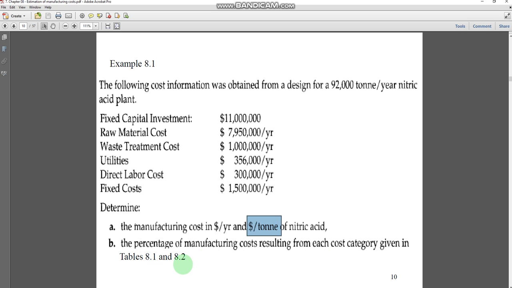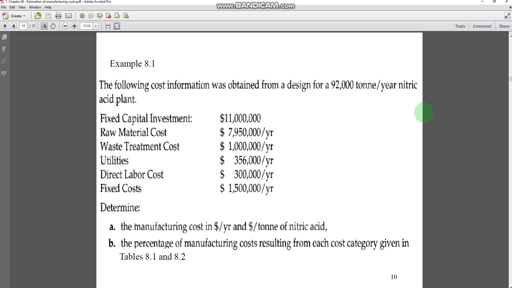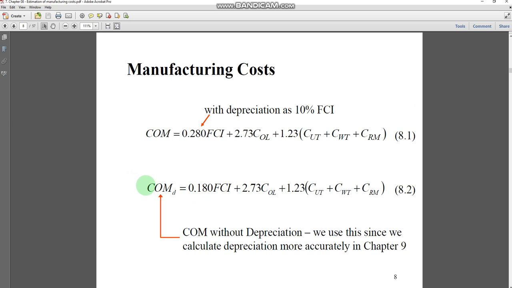For this one, we have to see what percentage of the total manufacturing cost is liable to these heads. Let us see how we can calculate these costs. Here you have to use this equation. First of all, we have to calculate the cost of manufacturing, and D will represent that we are ignoring the depreciation value. So the equation we can use here is in this form.